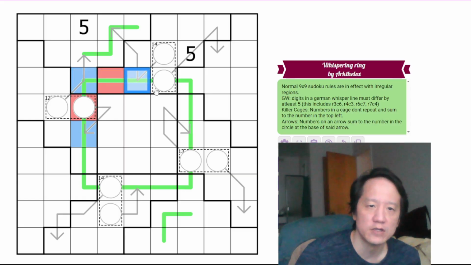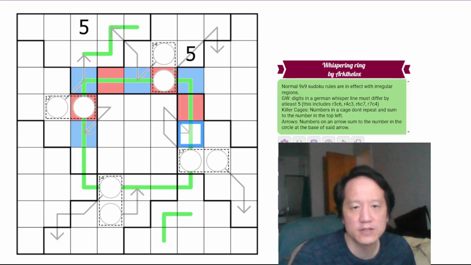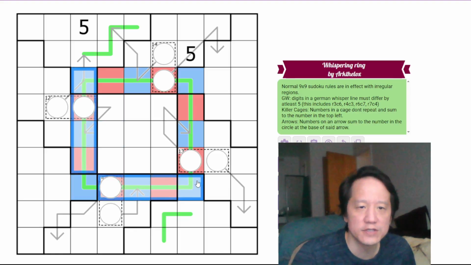This must be a low because it's next to a high. This is high, low, and then we keep going along this German whisper line. This is high, this is low, this is high, this is low, high, low, high, low, and high. So you notice that this always is resounding between high and low here.